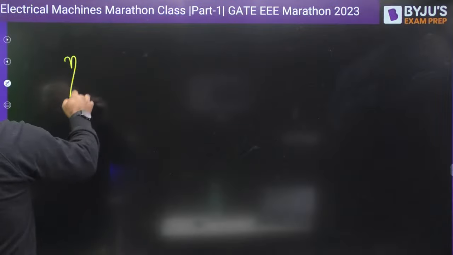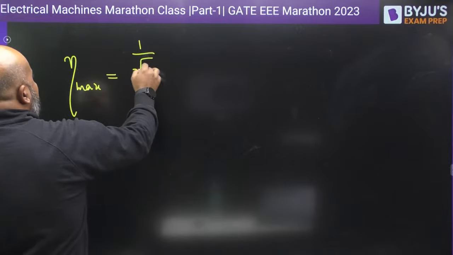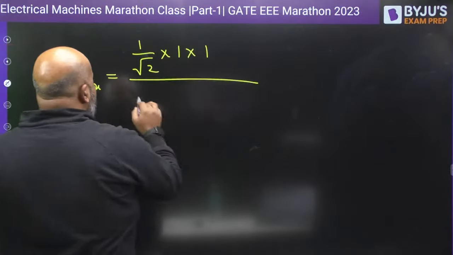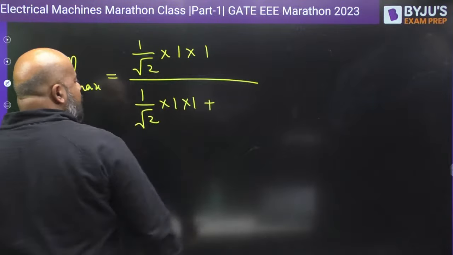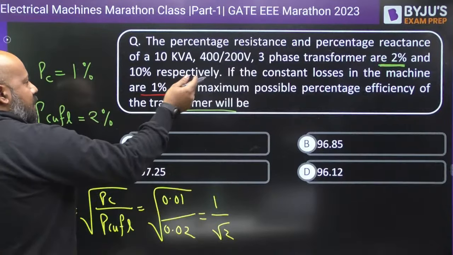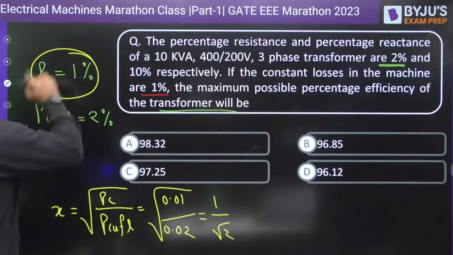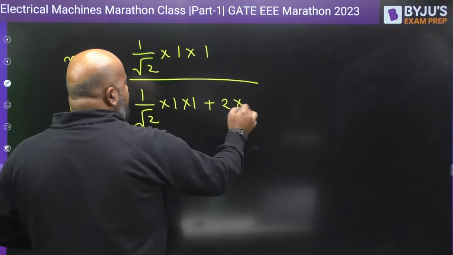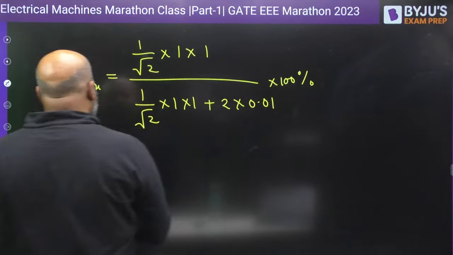So what is going to be maximum efficiency? It is X, that is 1 upon root 2. I am writing in per unit. What is S? 1. Power factor is 1. This is 1 upon root 2, over 1 into 1 plus 2PC, because PC is given in percentage, so I am writing in per unit. PC is given as 1%. So this is 2 times 0.01, multiplied by 100. Just solve this, you will get the efficiency.